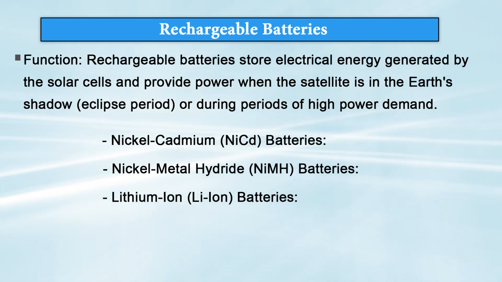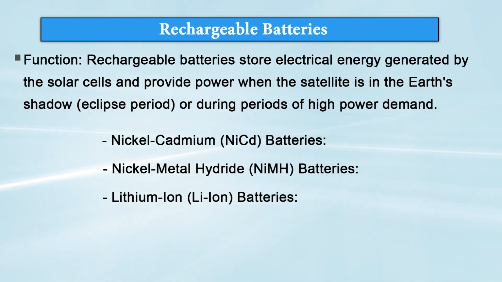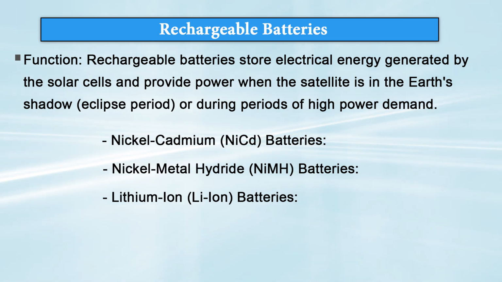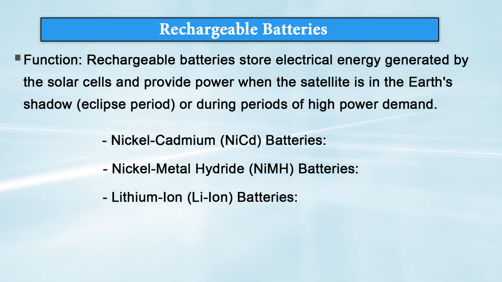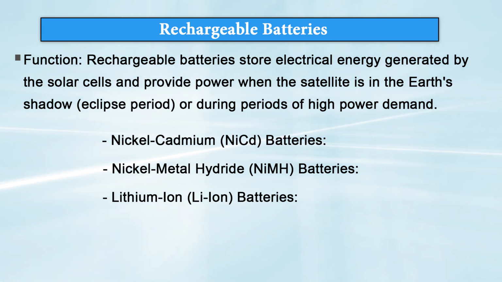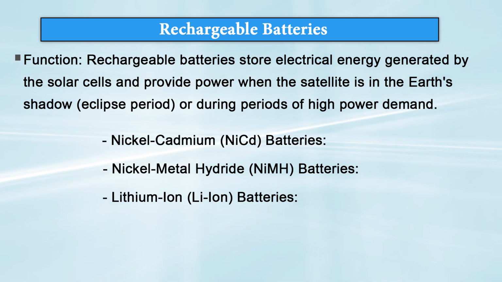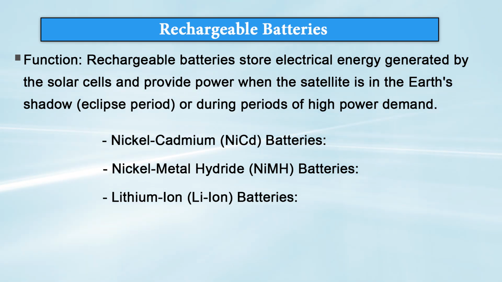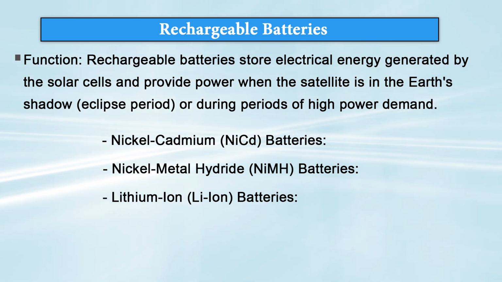They include nickel cadmium batteries. They are very reliable and have been used for many years, but have low energy density and suffer from the memory effect. Then nickel metal hydride batteries. They have higher energy density than nickel cadmium, and are less prone to memory effect. Lithium ion, high energy density, high weight, no memory effect. They are the most commonly used batteries in modern satellites.